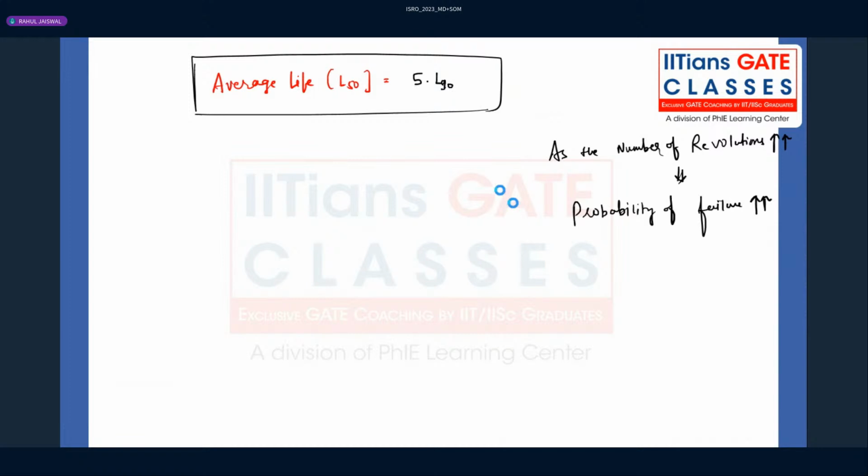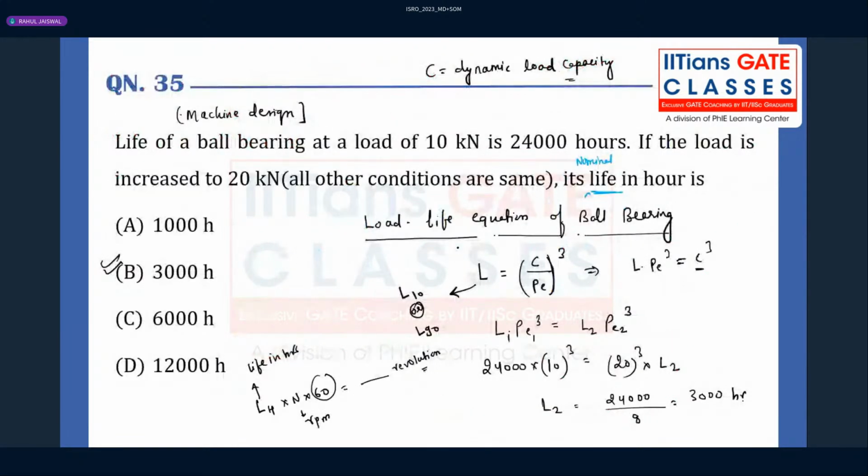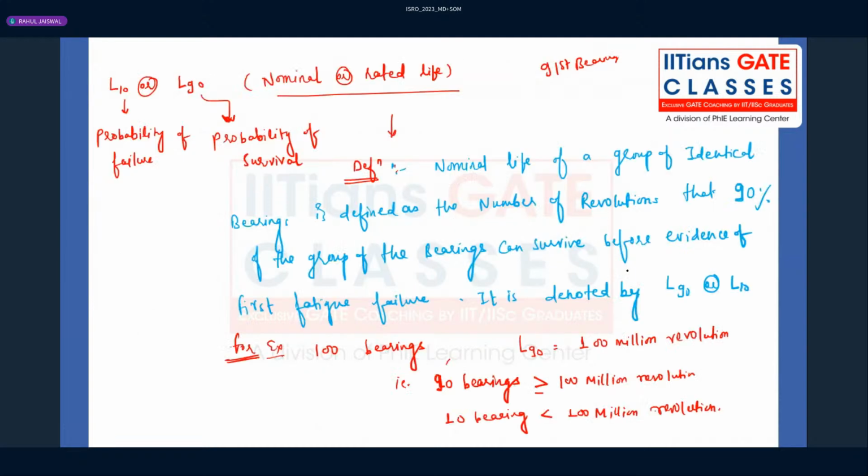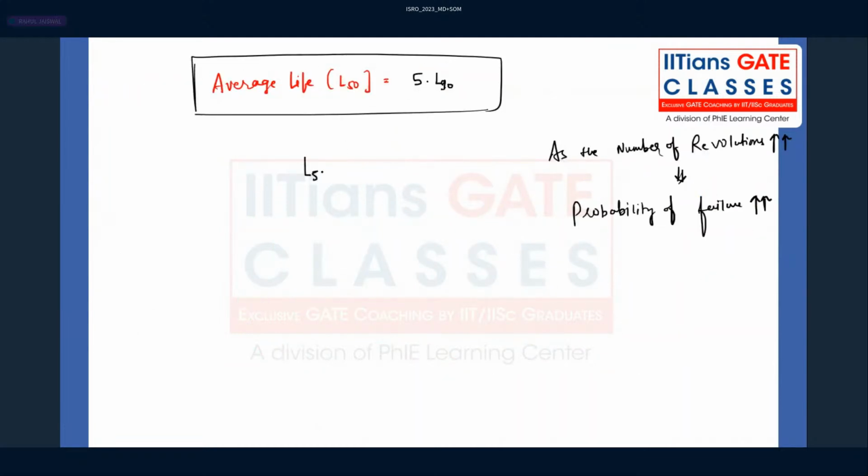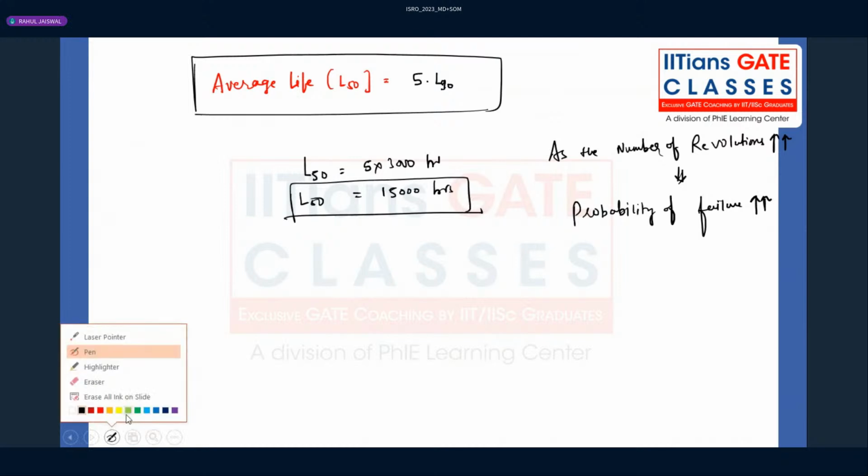So in the same problem, if they would have asked what is the average life in hours, same question, everything is same, but instead of nominal life they would have asked average life, then what would be the answer? 15,000, right? This type of thing they will do nowadays because of competition, right? They will not simply throw a very simple, straightforward question.